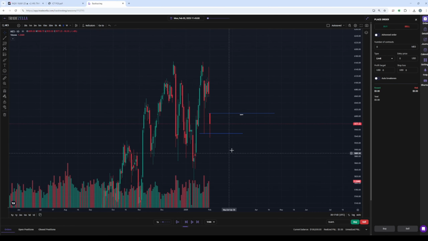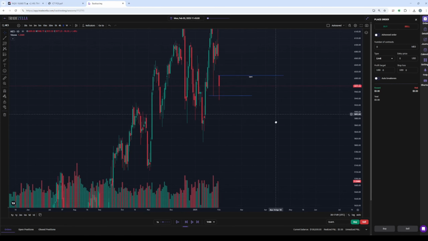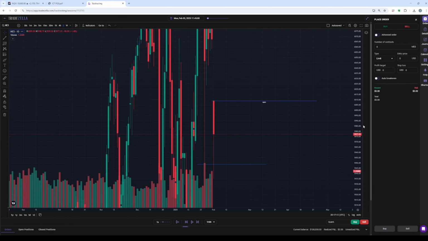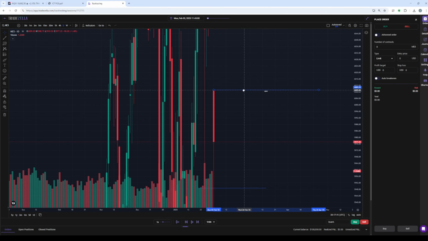Okay. So that tells me that most likely we've taken out this wick, we've tapped into a PD array. So in this case, a fair value gap, we're probably going to continue up. Now, what makes me almost guaranteed is what I notice here.